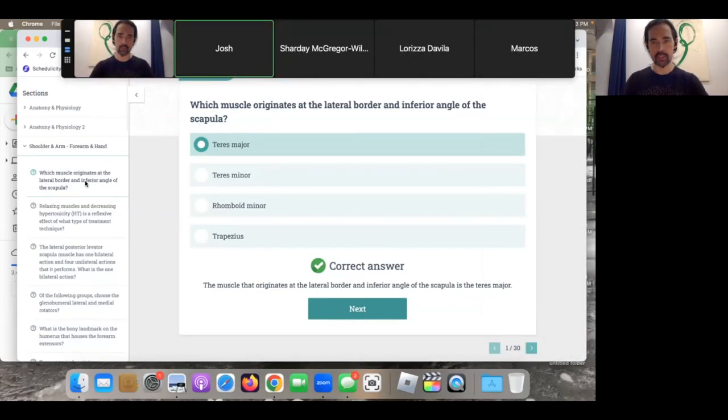Okay, which muscle originates at the lateral border and inferior angle of the scapula? This is important because in regards to medical terminology, knowing your lateral from your medial will totally make or break this, right? Because the inferior angle of the scapula has more than one muscle attaching to it. It has part of the trapezius, the lower trapezius crosses over there, and it also has the serratus anterior, but only one of them attaches to the lateral border of the scapula. And that's the teres major.